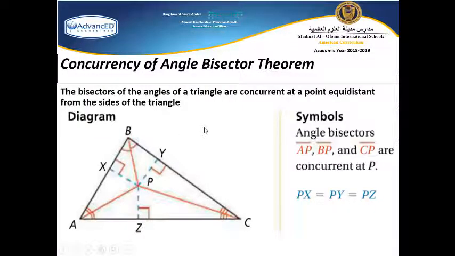What about the angle bisector theorem? The concurrency of angle bisectors, the point of intersection of the angle bisectors. By looking at this triangle ABC, the angle bisectors AP, BP, and CP intersect at a point P. Then the point of intersection, the point P, is equidistant from the sides. That means PX equals PY equals PZ.